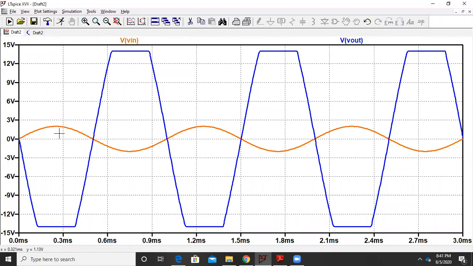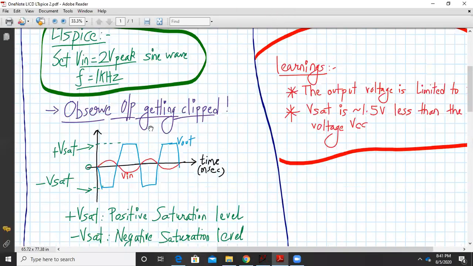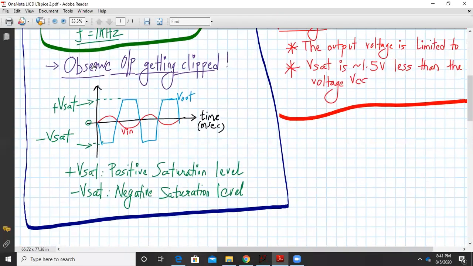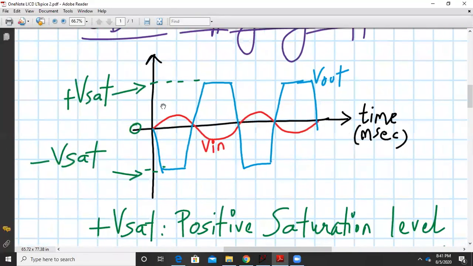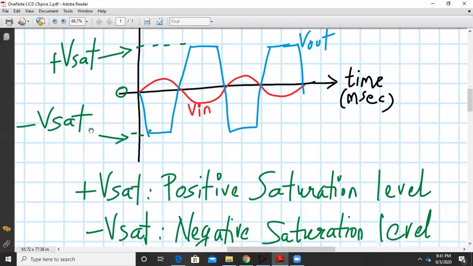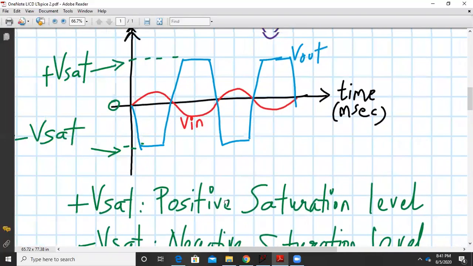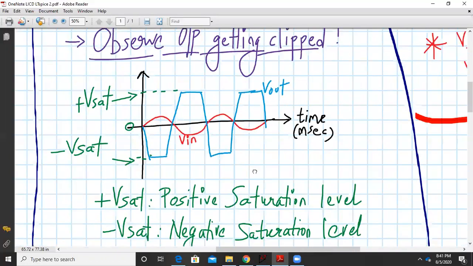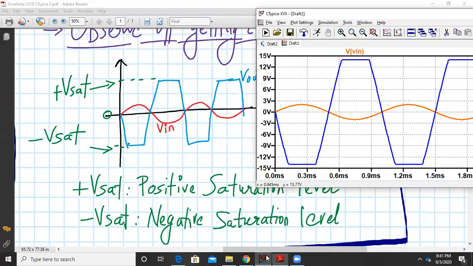Okay, so when we did that, there is a clipping at the output levels, both in the positive and the negative half. So is this matching with what we have predicted? Yes, definitely. So we will observe the output getting clipped. The positive level clipped is called +VSAT, that is the positive saturation level, and the negative level clipped is called -VSAT, that is the negative saturation level. So let us observe the levels over here.